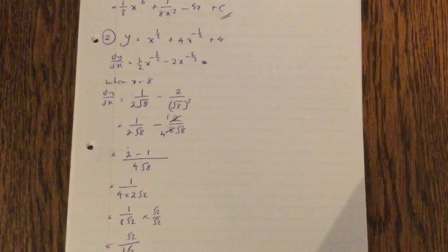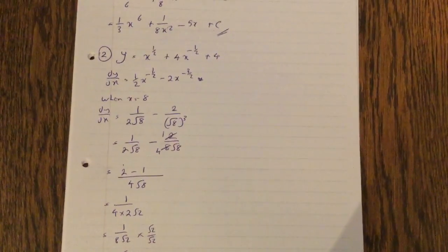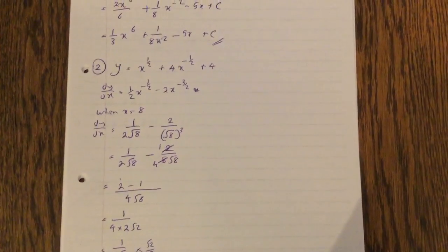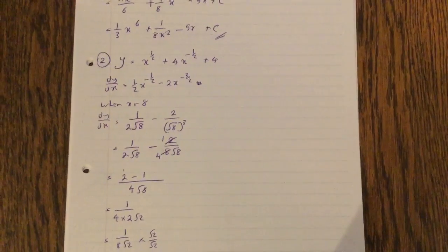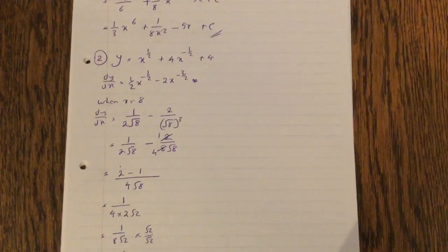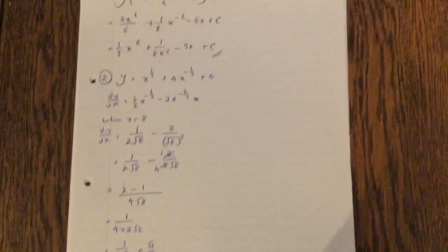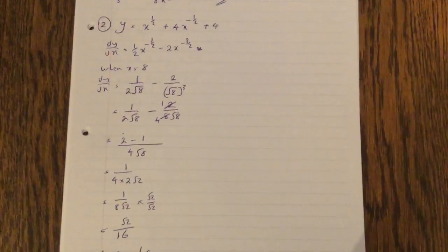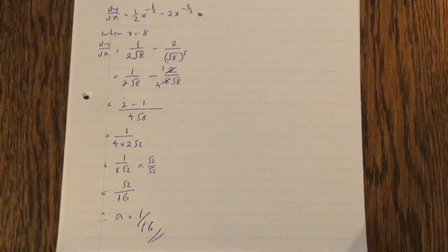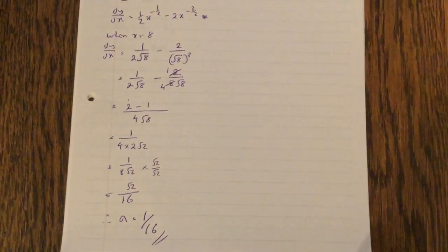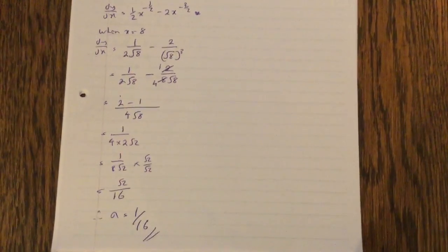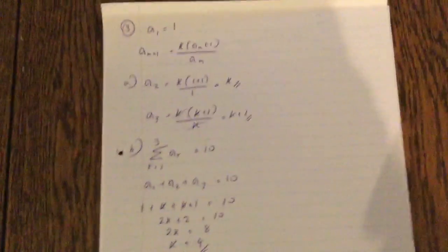Question 2, we have y equals x to the half plus 4x to the minus half plus 4. You differentiate it, you get half x to the minus half minus 2x to the minus 3 over 2, and you substitute 8 and then you simplify. Just go through my steps very carefully. I don't want to read through every single step. Okay, I'll just pause it there for a minute, and you get a equals 1 over 16. Okay, so I hope you got these questions right, guys.